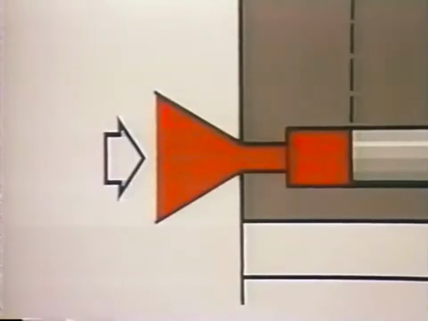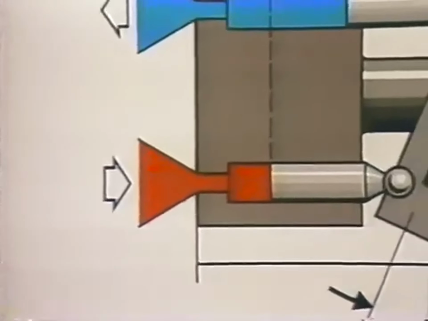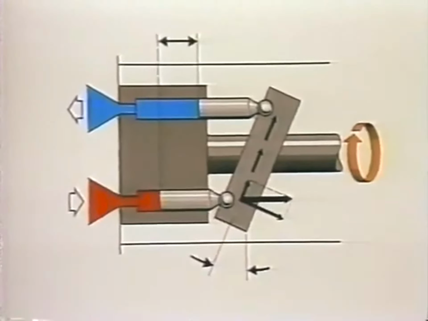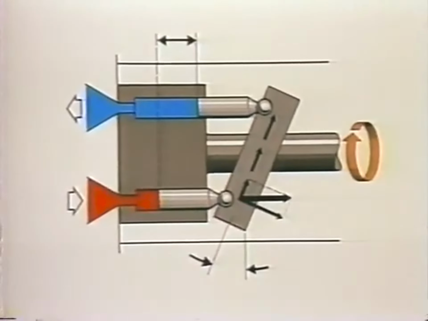A piston motor is almost identical in construction to a pump. The operation, however, is quite different. In a pump, the shaft drives the cylinder block, causing the pistons to move in and out of their bores, taking in and then discharging fluid.